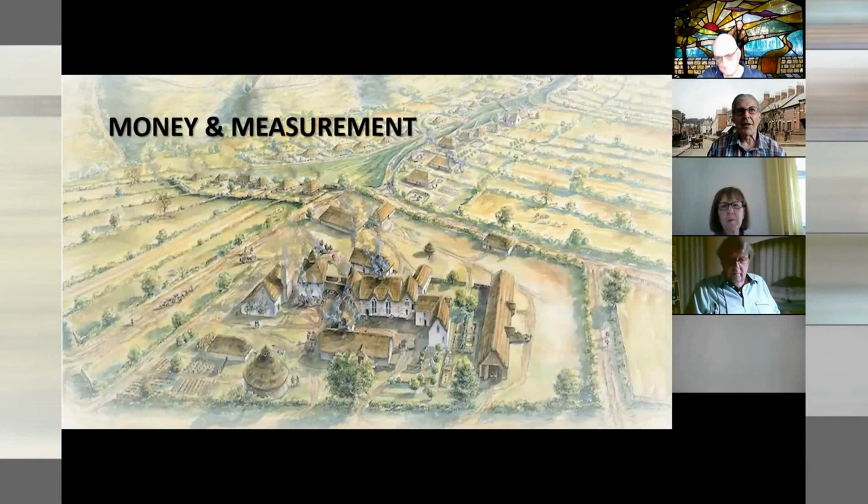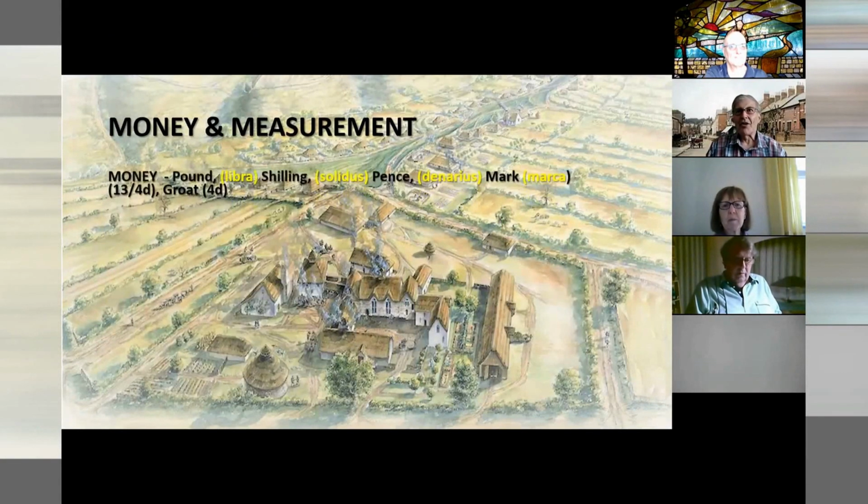As far as money and measurement are concerned, we've all got pounds, shillings and pence, but then add to that marks and groats, because they were common denominations, as were farthings, as were threepenny bits. Threepenny bits became very common in a much later period, but in the medieval period, you're looking at pounds, shillings, pence, marks and groats.